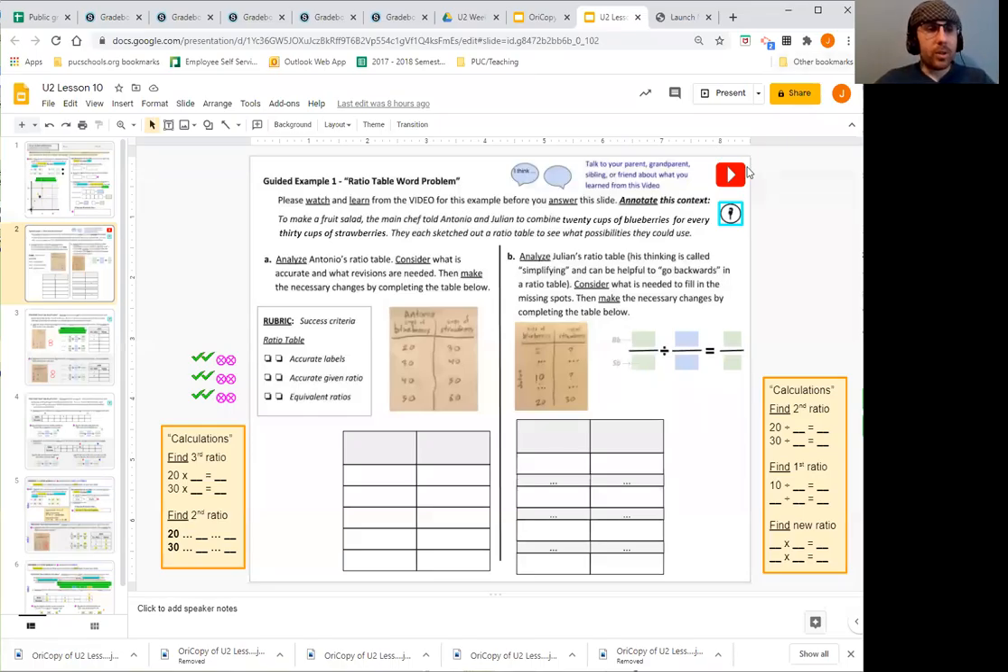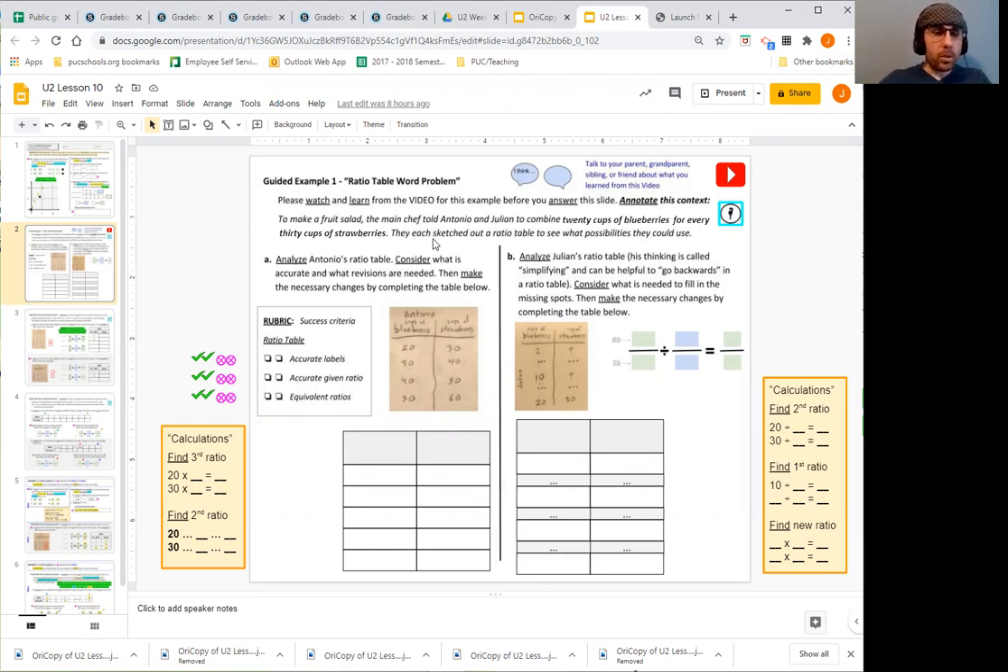Hello, everyone, and welcome to the Lesson 10 guided example. Hopefully you've had a chance to read through this slide. If you haven't, go ahead and pause the video, read through it, and then come back to the video. You can also click on the audio file if you'd like to have me read along as you read to yourself in your head.